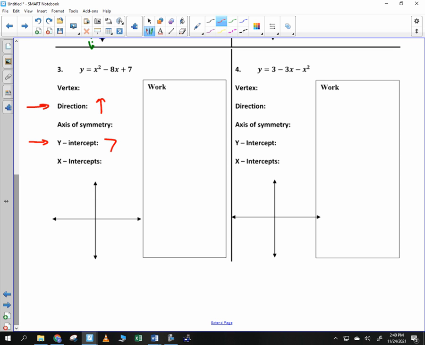How do I do the vertex? Negative b over 2a. So what would negative b be? Positive 8 divided by 2, which is? So 4 is the x value of my vertex.